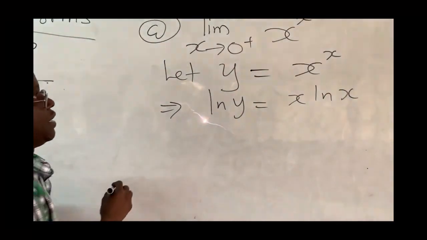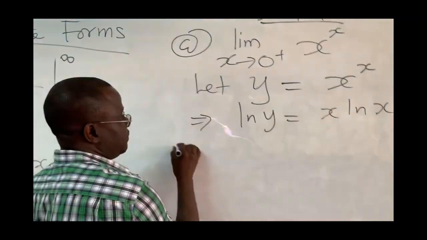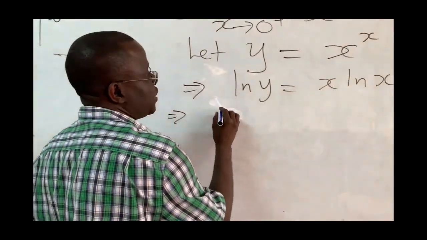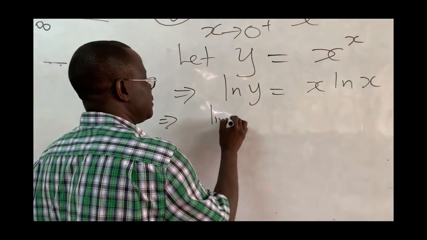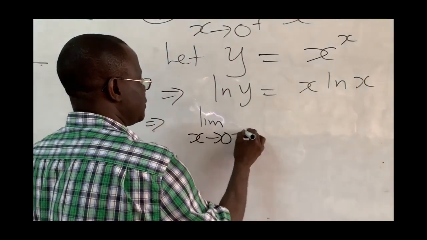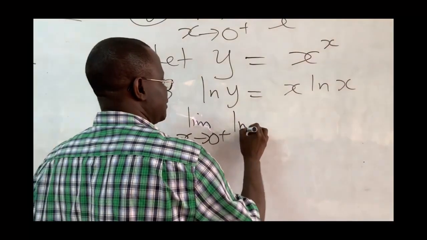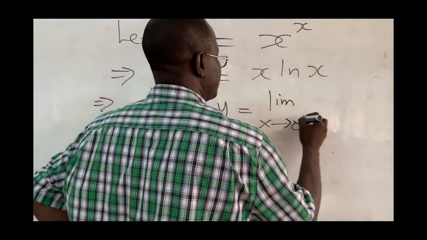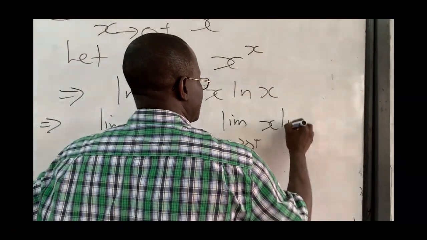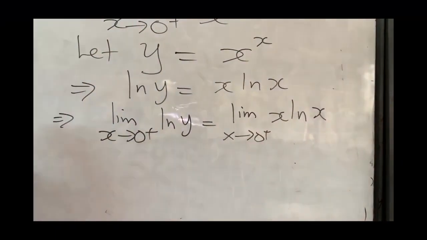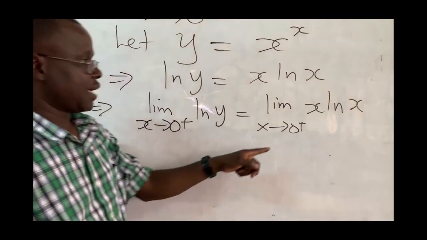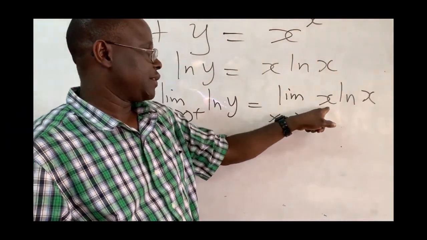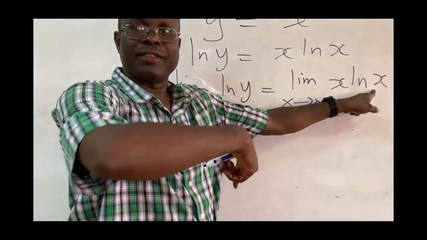And so now we can take the limit. The limit as x goes to 0 plus of ln y is equal to the limit as x goes to 0 plus of x ln x. We come across this already, because as x goes to 0, this is a 0, but this is going to negative infinity.